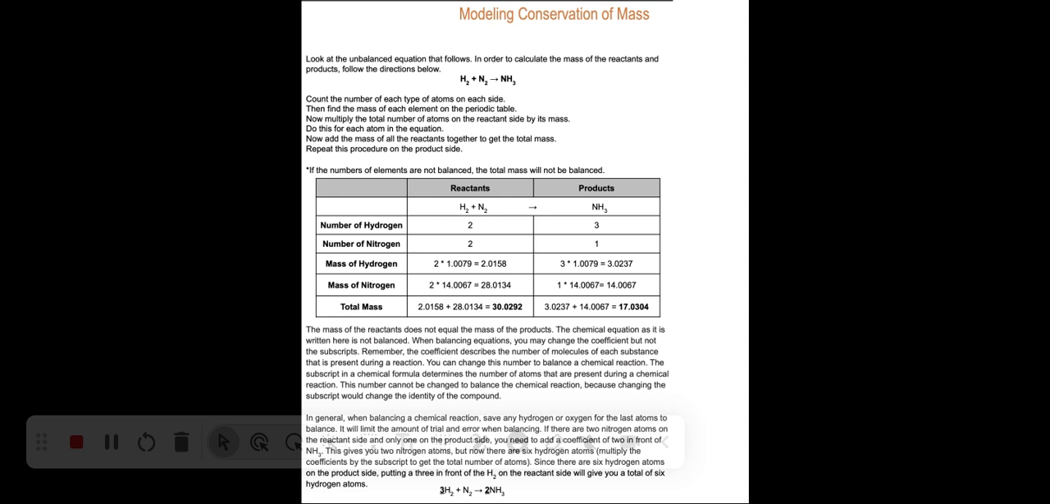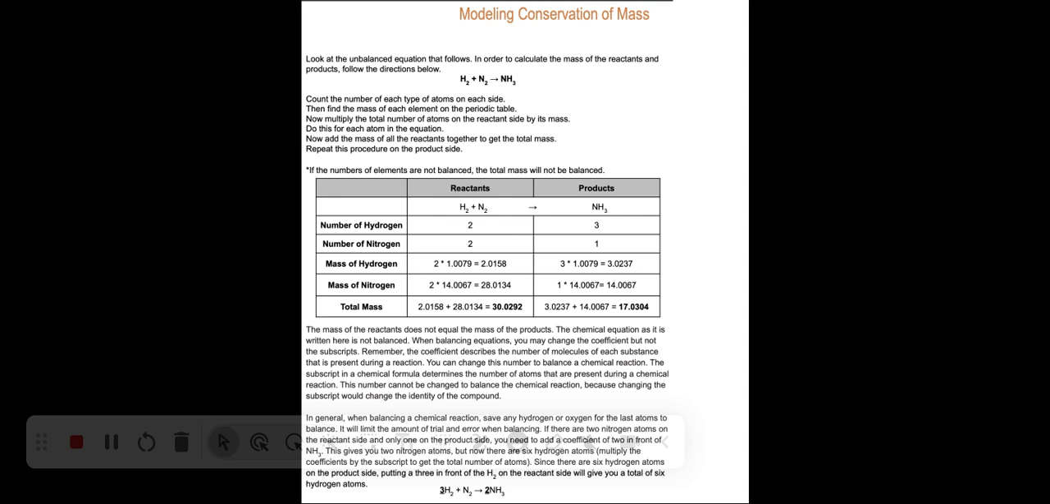compound. In general, when balancing a chemical reaction, save any hydrogen and oxygen for the last atoms to balance. It will limit the number of trial and error when balancing. If there are 2 nitrogen atoms on the reactant side and only 1 on the product side, you need to add a coefficient of 2 in front of the NH3. This gives you 2 nitrogen atoms, but now there are 6 hydrogen atoms.